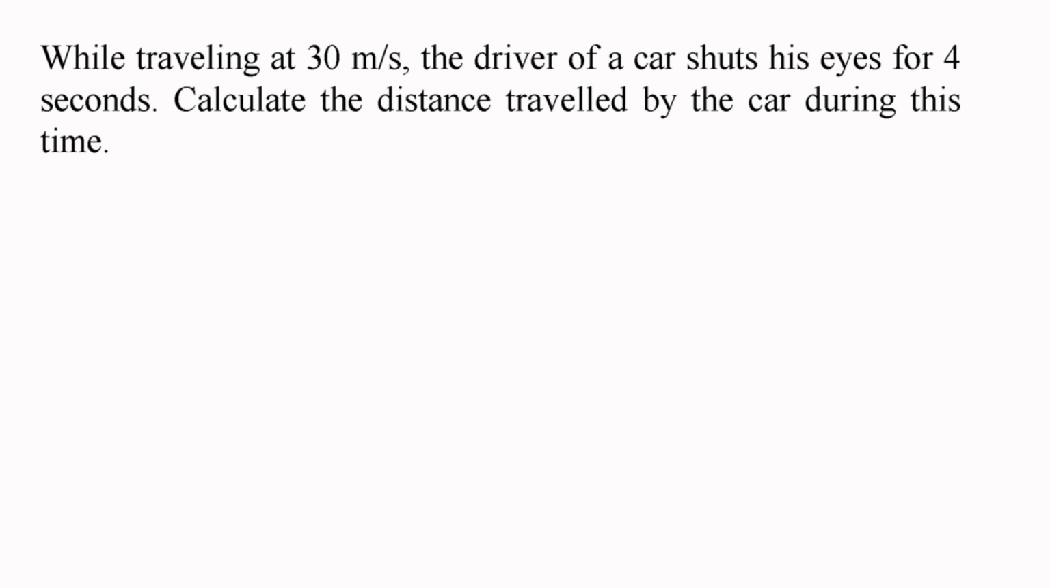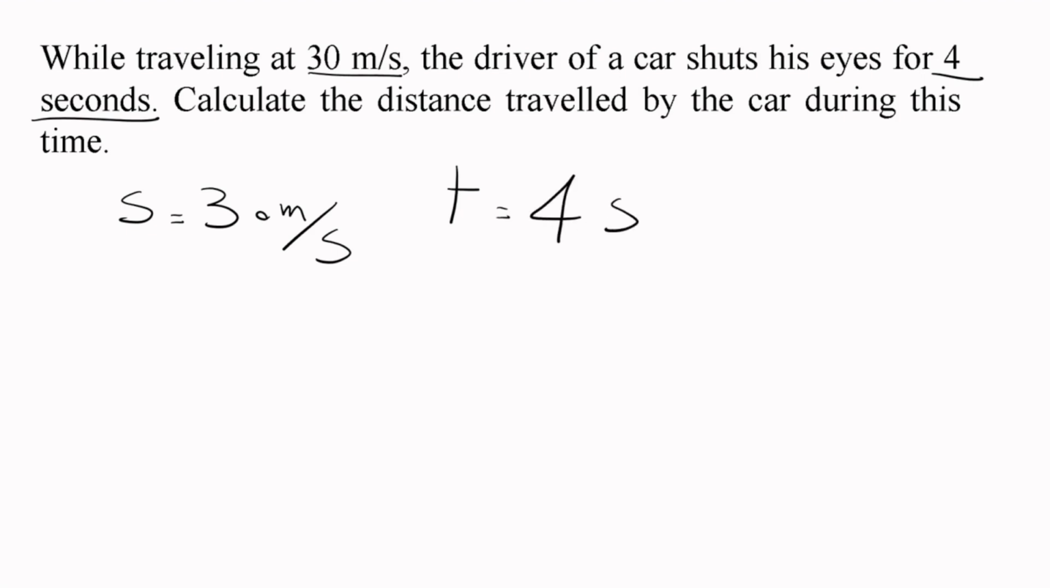While traveling at 30 meter per second, here we have a speed. So a speed is equal to, write it for yourself, okay? It's not going to hurt you. It's going to give order to your mind. The driver of a car shuts his eye for 4 seconds. Oh, really bad thing. 4 seconds means time. Calculate the distance traveled by the car during this time.